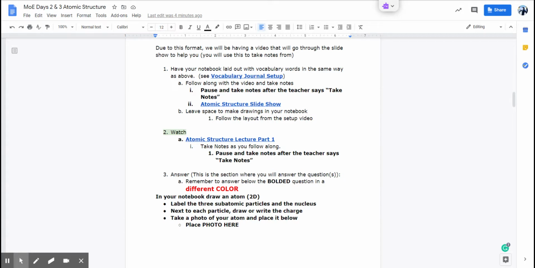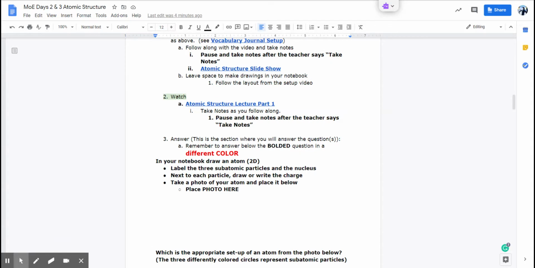Down here is "answer." Okay, one of the things that we want you to remember is when this says "answer," it means you need to answer the questions below. It does not mean put your answers after it. Please answer in a different color. And pretty straightforward. Here's a bolded part.